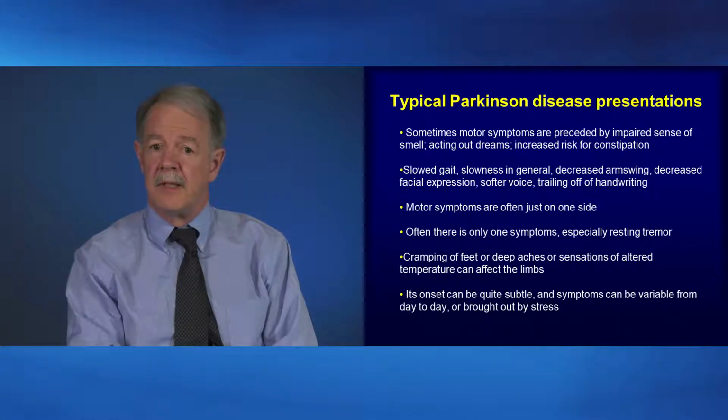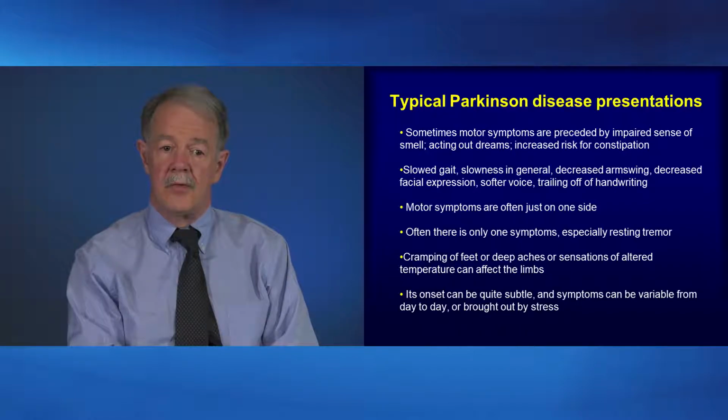Other things that can be a tip-off to Parkinson's can be decreased facial expression, or a softer voice or trailing off of the voice, or handwriting as early features, sometimes months before anything else evolves. Motor symptoms are sometimes just on one side. The slowness of movement or tremor can only affect one hand in some people, and oftentimes there's just a single symptom, such as tremor. But eventually, some people have a combination of these evolving.